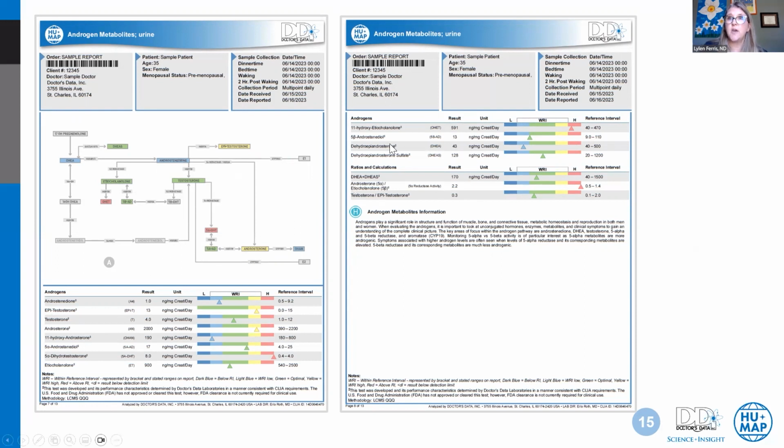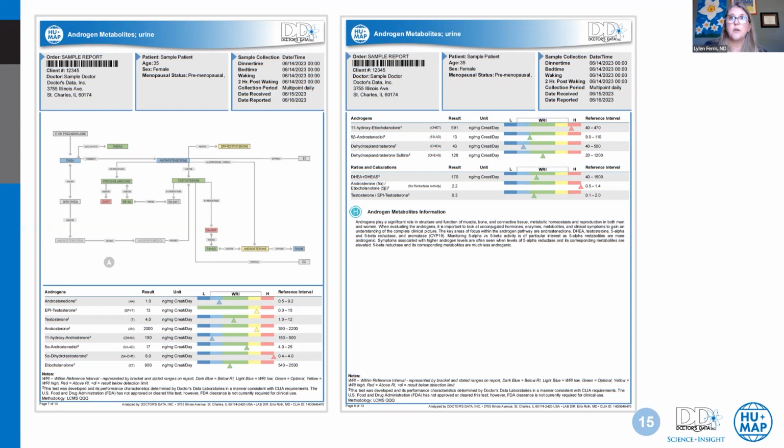Now, the ratios and calculations section that you see here provide some important information. So it's in this area that I can see information on the sum of DHEA and DHEAS. So that's essentially giving me the active and potential DHEA. I can see information on 5-alpha versus 5-beta reductase activity. This is calculated by looking at androsterone's relationship to etiocholanolone.